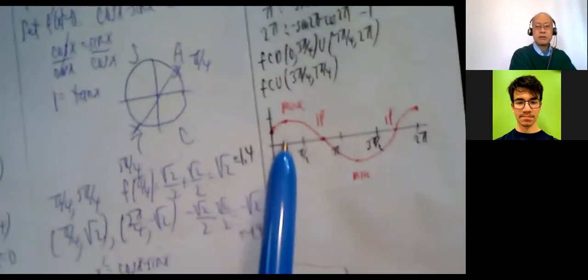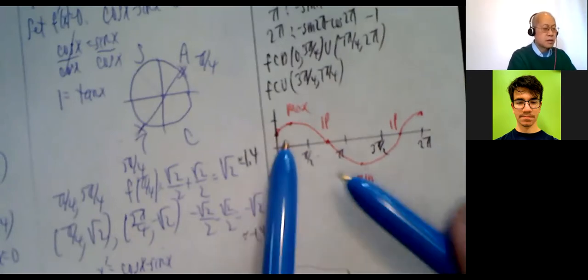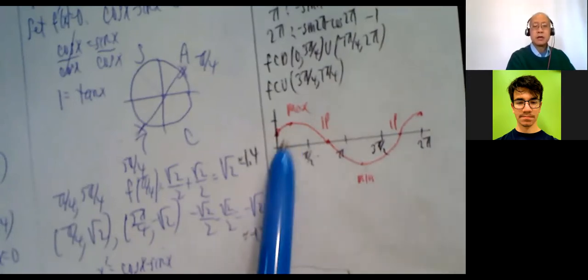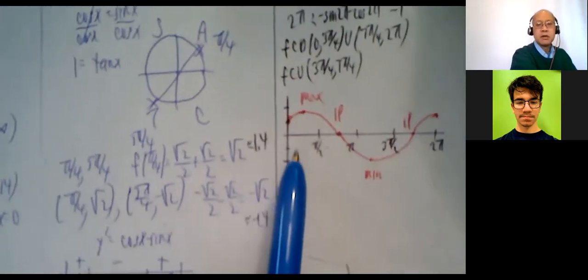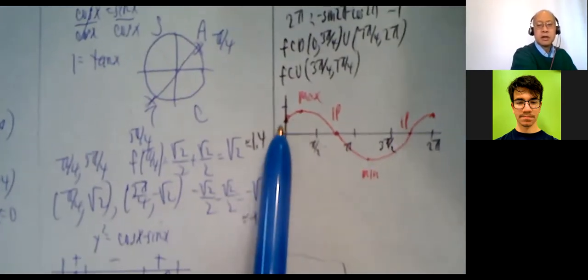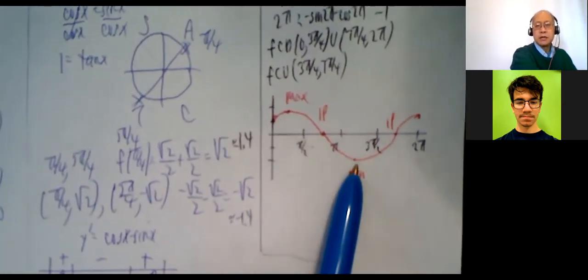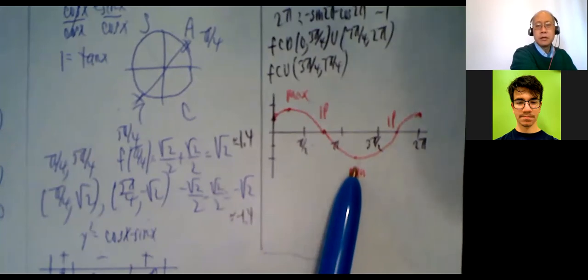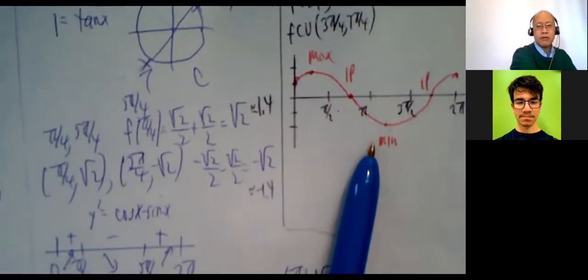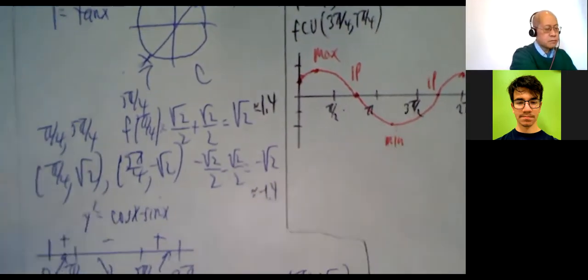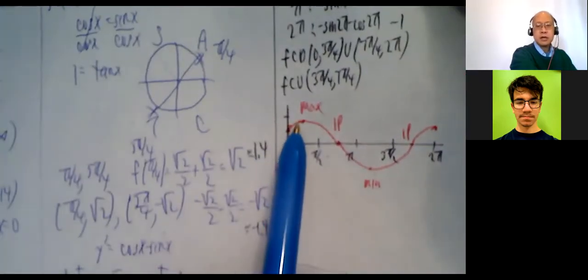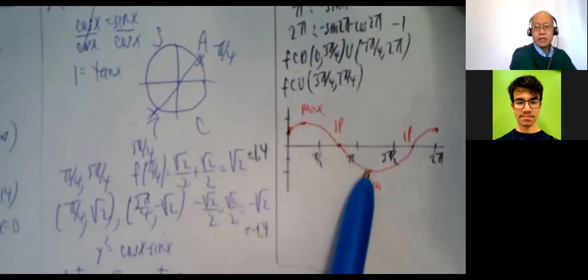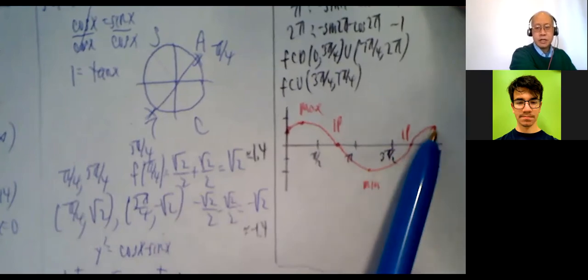Okay. So here we are. There's my max, pi over 4, radical 2. Here it's 1. There's my min, 5 pi over 4, negative radical 2. Right. So increasing up to pi over 4, decreasing to 5 pi over 4, then increasing.